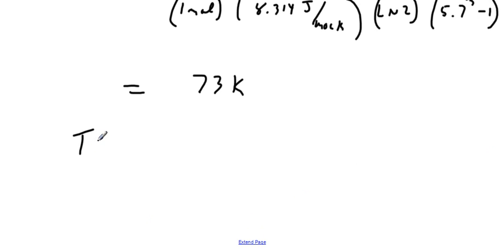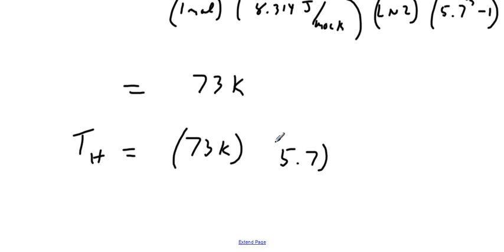And then I find my temperature high to be that 73 Kelvin times 5.7 to the 2/3, which ends up being 233 Kelvin. That seems a little low. So Carnot engine, monatomic gas. Well, must be true. Read it in the paper, didn't you? All right.